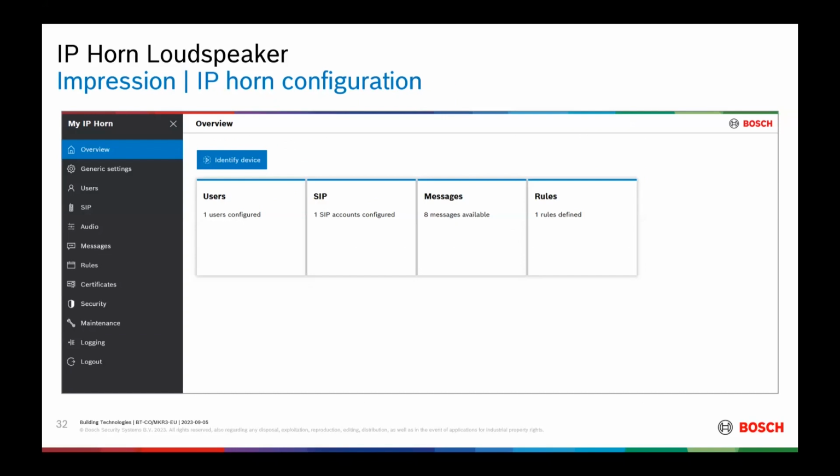You can use then the overview, which is displayed now, to view four functions, like which users are configured, are there SIP accounts, are the messages available, and which rules are already defined. And via clicking on these buttons, you can then jump to these functions. Each tile then displays configuration data and real-time status information of the device. And to access all the functions of the device, you can just use the navigation menu on the left-hand side.